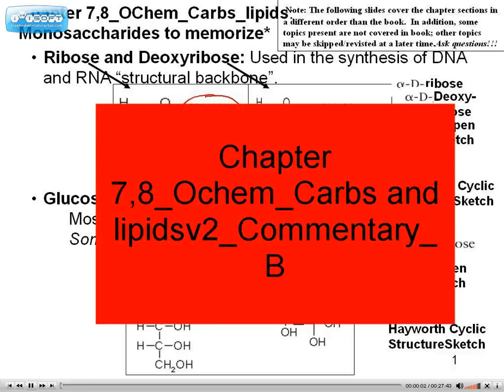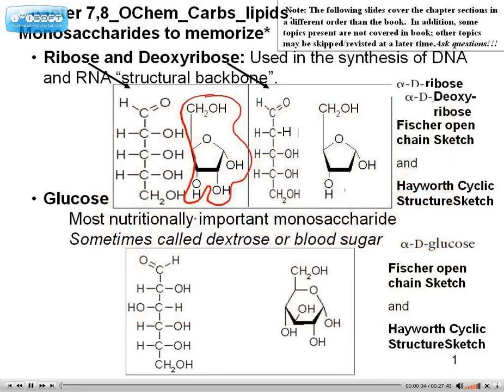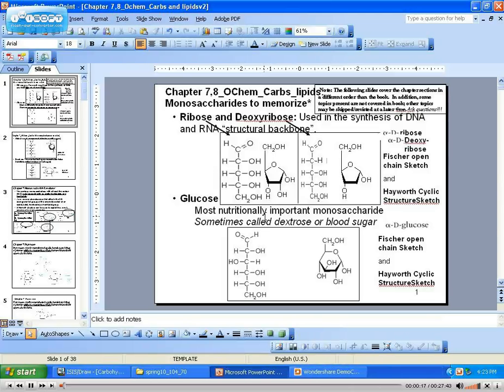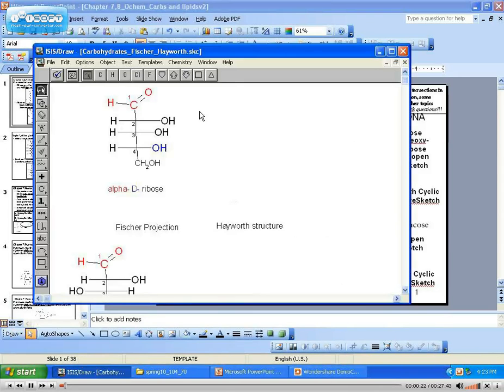Wrong. Now, to help you appreciate the orientation of these alcohols and to give you a couple of shortcuts on how to memorize this, let's go ahead and go to my ISIS Draw. Here is an example of alpha D-ribose. Notice the term, this part right here, D, refers to the orientation of this hydroxyl group in blue.